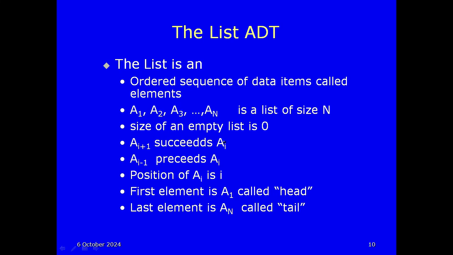So the list ADT is an ordered sequence of data items called elements. A list is A1 up to AN, where N is the size of the list. A(i+1) follows A(i), and A(i-1) precedes A(i). The size of an empty list is always 0. The first element in the list, A1, is called the head. The last element, AN, is the tail.